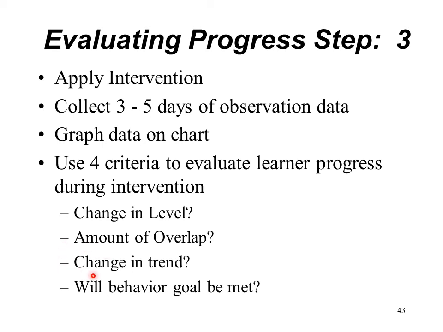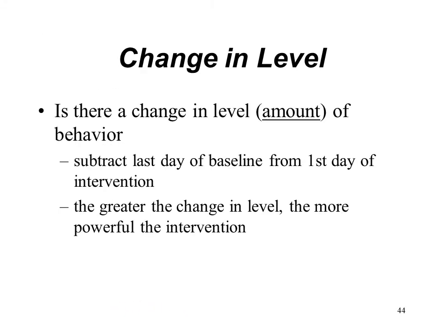Then we look at change in trend. Trend is the direction of the behavior. Is the trend line going up? Is it going down? Or is it neutral, going straight across? And then we compare the learner's progress with our goal or aim, and we ask the question, is the goal going to be met now? So let's talk about each of these individually. Level is the amount of behavior.